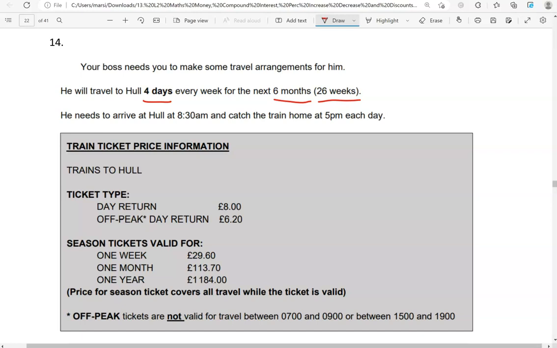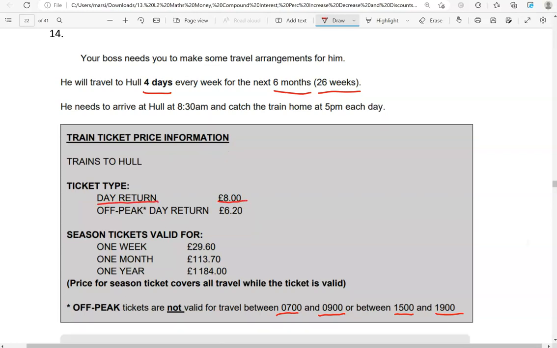Season tickets valid for 1 week, £29.60, 1 month, £113.70, 1 year, £1,184. Price per season ticket covers all travel while the ticket is valid. Off-peak tickets are not valid for travel between 7 and 9 or between 15 and 19. So that means we can't purchase an off-peak ticket. If purchasing day return, that's £8 per day.